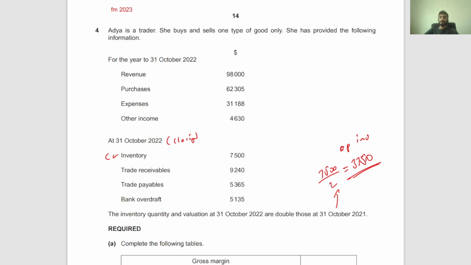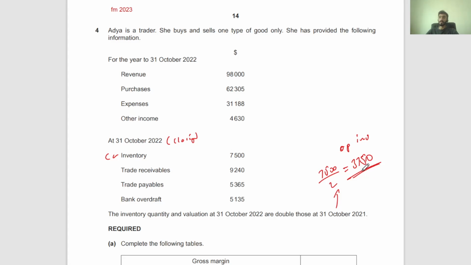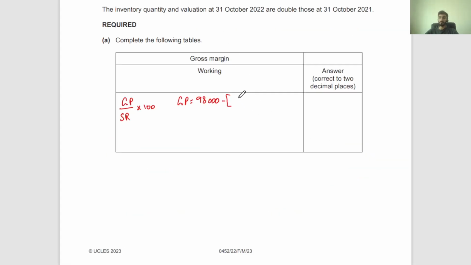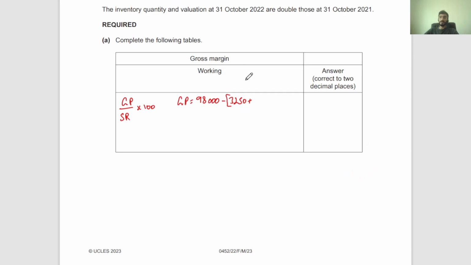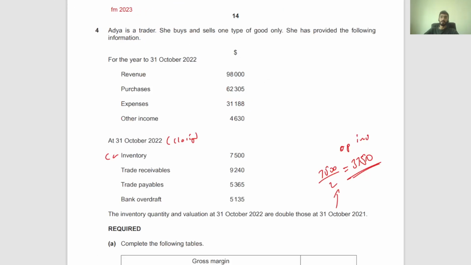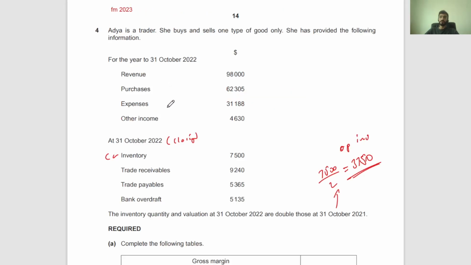So revenue of 98,000 minus cost of sales. We'll do a calculation for that as well. We'll take opening inventory 3,250 plus purchases of 62,305, and we'll deduct the closing inventory. Opening plus purchases minus closing inventory of 7,500 will be deducted. That gives us the gross profit.